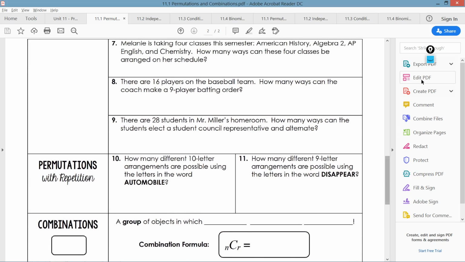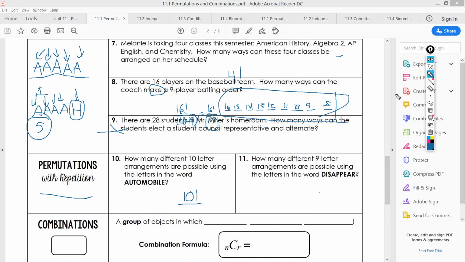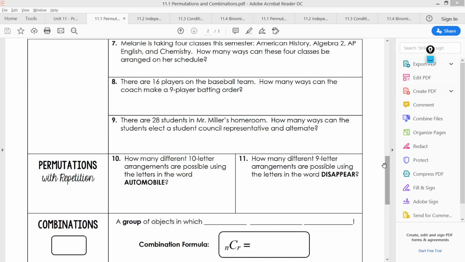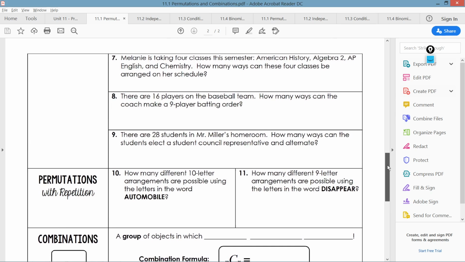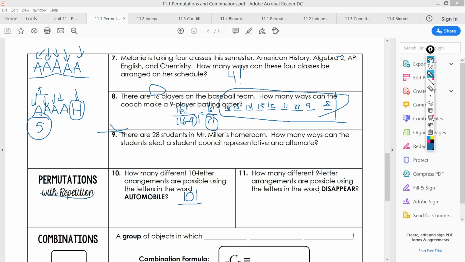Wait, I'm screwing this up. Okay. That's still not quite right. Wait, I'm going the wrong way. Yeah, it's okay. That's pretty acceptable.